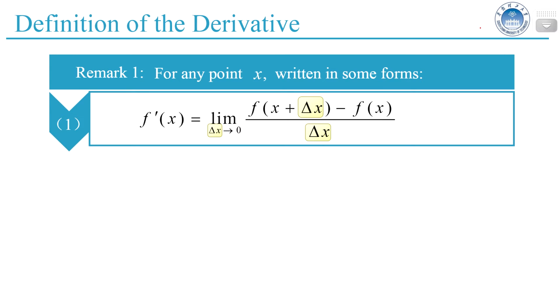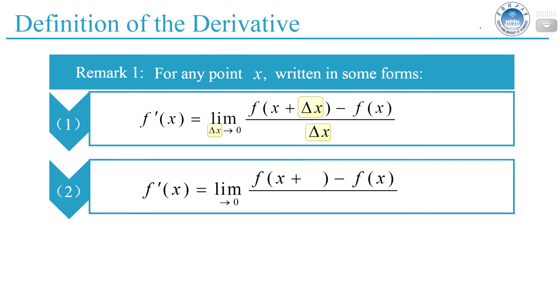Of course, we can write it in another form. Look at form 2. f prime of x. Sometimes we write delta x, and maybe you like another letter h, so we can write f(x plus h) over h, with h tends to 0. They have the same meaning, different expression, but the same limit.